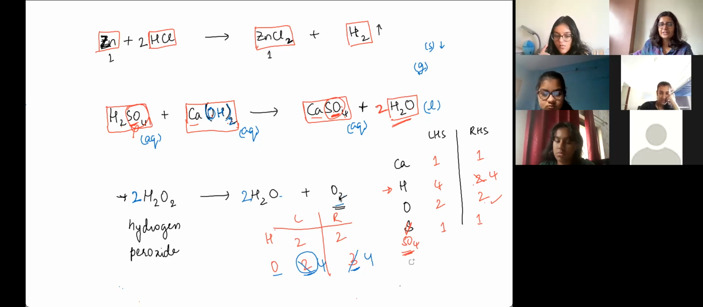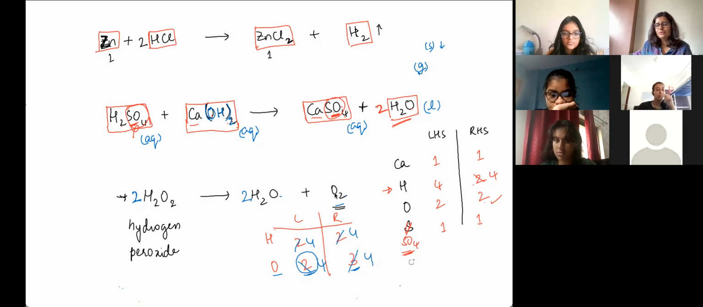Now see if hydrogen is disturbed or not. Hydrogen यहाँ पे 4 हो गया, यहाँ पे भी 4 हो गया. That's also balanced, so we don't have to do anything. So 2H2O2 gives 2H2O plus 1O2.